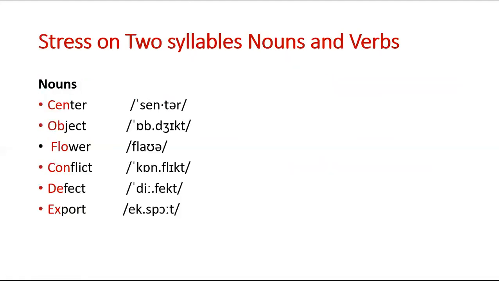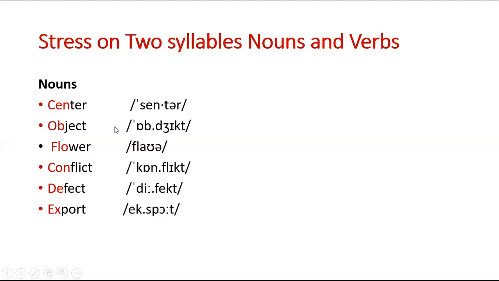Now, stress on two syllables, nouns and verbs. If there are two syllables in a word, we got to, of course, predict which one is to be stressed. And the simple rule is that first of all, we determine whether the word is a noun or a verb. If it's a noun, then the first syllable is to be stressed, right? You do not stress the second syllable.